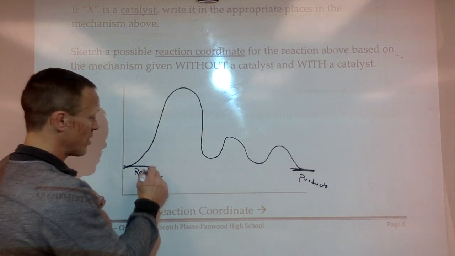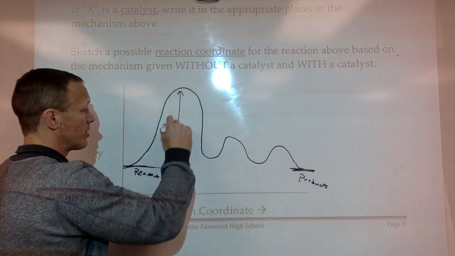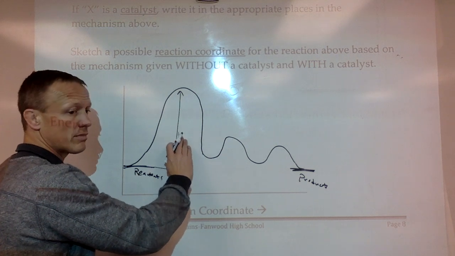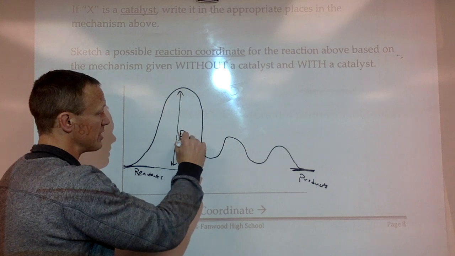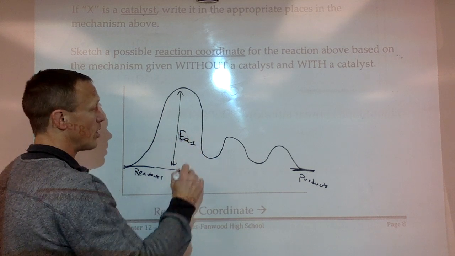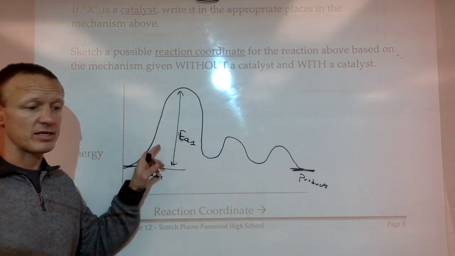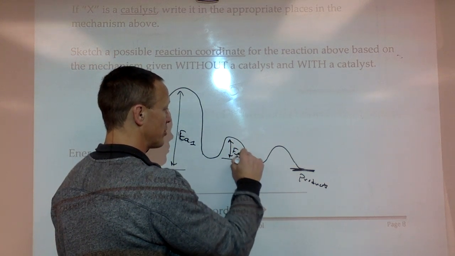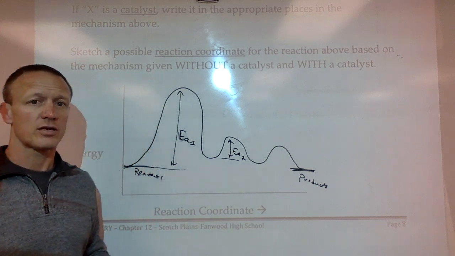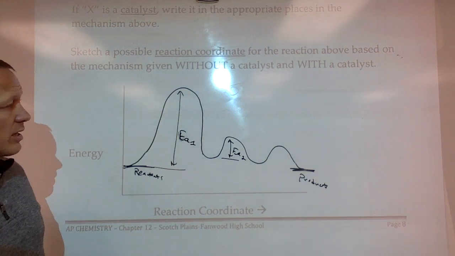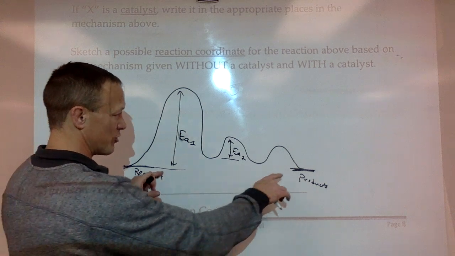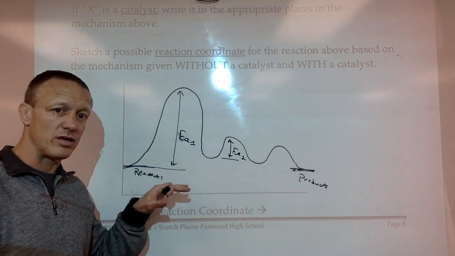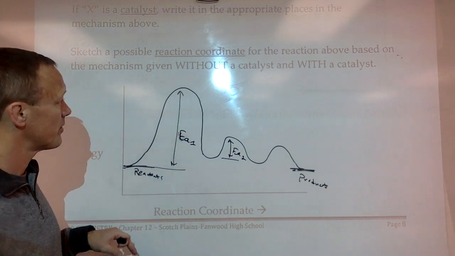So from here to there is called the activation energy 1. Here's something already is EA1. That's activation energy for the rate determining step. Activation energy 2, activation energy 3. So the slow step is this one. Now, I drew the products and reactants almost the same energy. If the products had less energy, then it'd be an exothermic reaction. If they had more, it'd be endothermic.